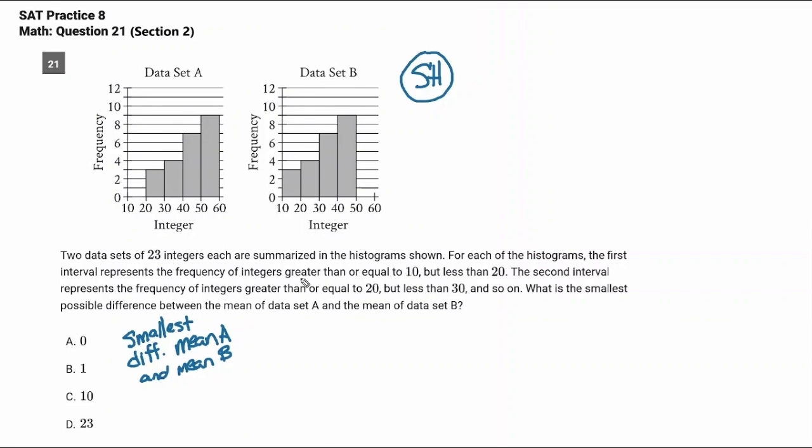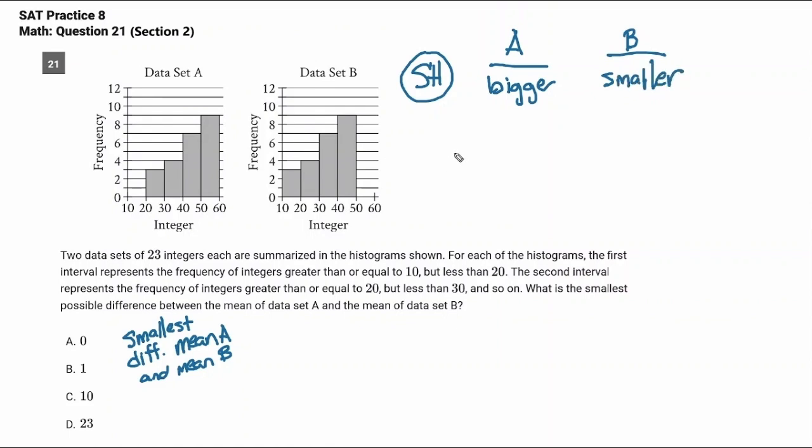Which of these sets do you think is bigger? This one has some numbers from 20 to 30, 30 to 40, 40 to 50, and 50 to 60, and has 9 from 50 to 60. This one has some lower numbers, and then its highest numbers is 9 of them from 40 to 50. So what's bigger here? A is bigger. B is smaller. That's really the key to figuring out this problem.